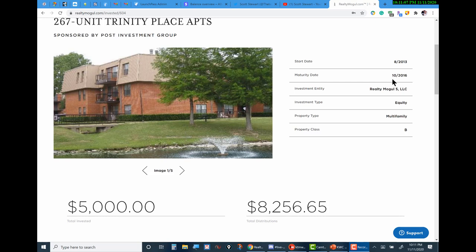These are interesting ideas, guys. These are interesting projects here that you can use to play with the big boys. You can invest in commercial projects. You can invest in high rises. You can invest in apartment buildings with as little as $1,000. So real estate has never, guys, been easier to add to your overall asset allocation.